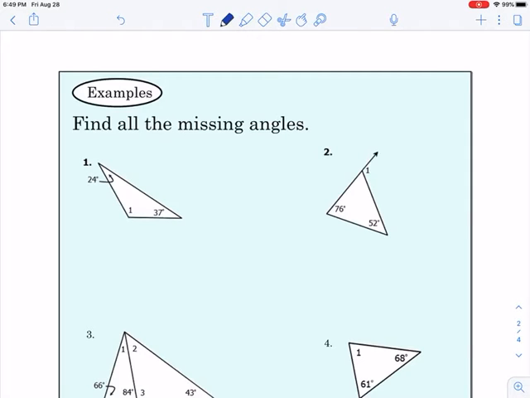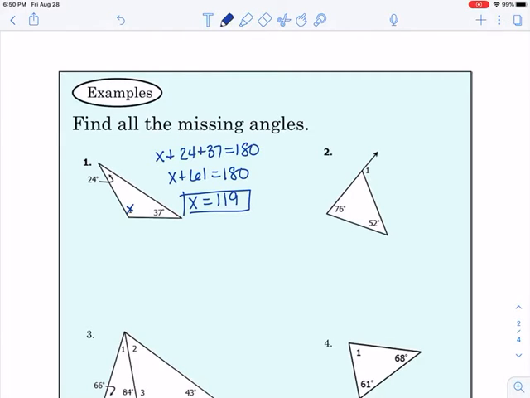So in example 1, there's only one missing angle, so I'm going to call that x. Again, the 3 interior angles of a triangle have to add up to 180. So I'm going to do x plus 24 plus 37 equals 180. 24 plus 37 should give me an answer of 61. So I'm going to have x plus 61 equals 180. And then subtracting 61 from both sides should give me an answer of 119. So x is going to be 119 for number 1. And that's the only angle that's missing. So that's all you need to do for number 1.